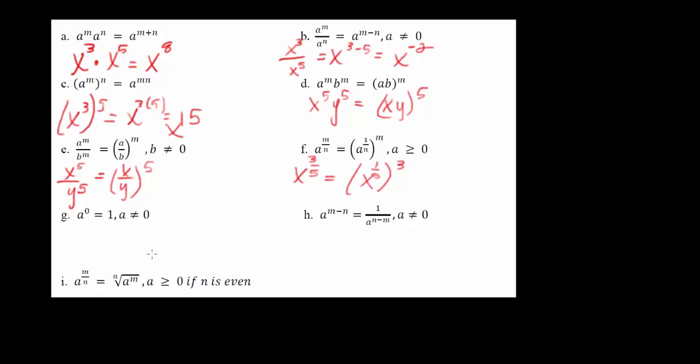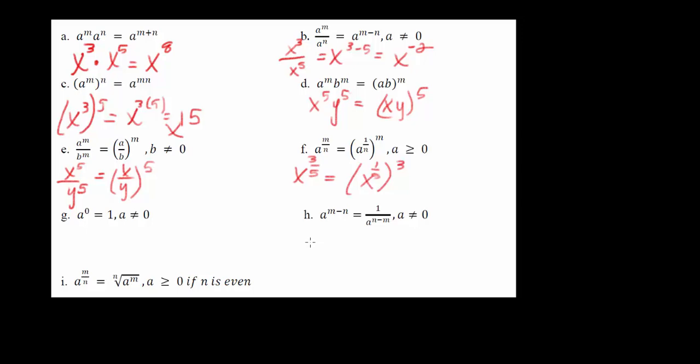Anything to the 0 power is 1, any base. And then right here at h, we can say that if you have an a to the m minus n power, you can say that that's equal to 1 over a to the n minus m power, sort of flipping your numbers there.